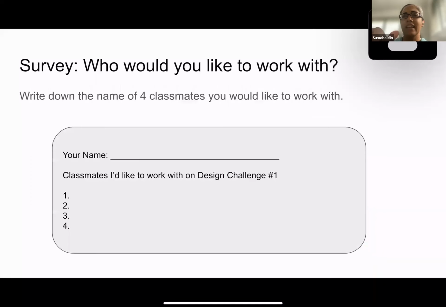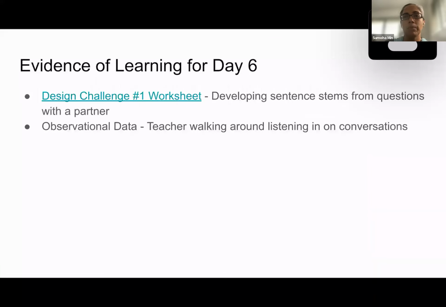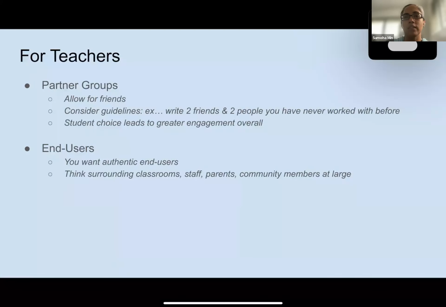Okay. And again, if you want to survey your kids on who they'd like to work with and then place them, I would do that. I say allow for friends, consider your guidelines, maybe say write 2 friends and then 2 people you've never worked with before in the class, right? I think student choice just leads to overall greater engagement.